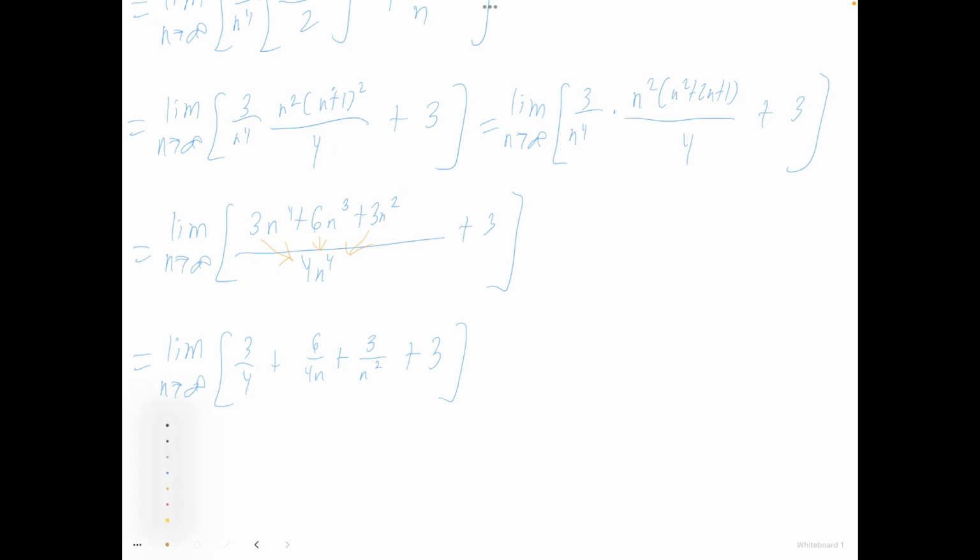Now as we take the limit as n goes to infinity, we know that 1 over n goes to 0. So 6 over 4n will go to 0, and 3 over n squared goes to 0. And so we get 3/4 plus 3. And so this is 3/4 plus 12/4. So we end up with 15/4. And so we were able to compute this whole summation as being equal to 15 over 4.